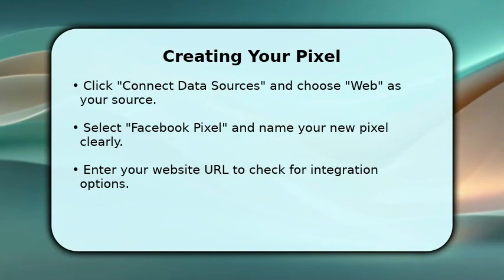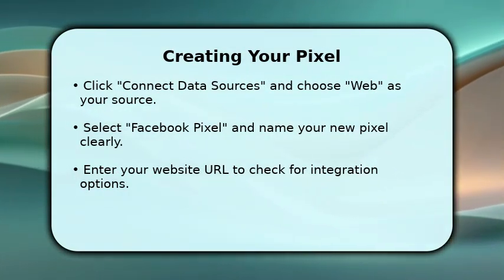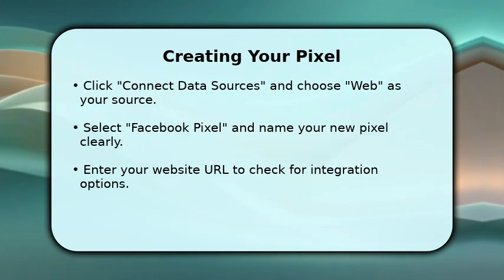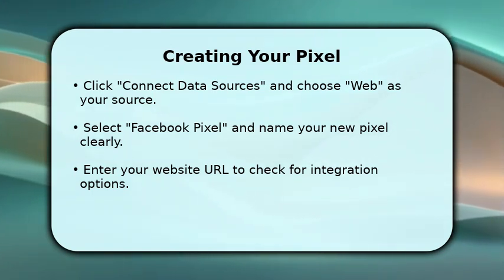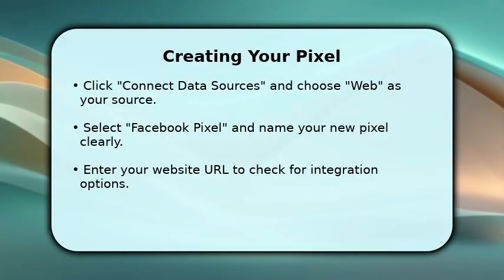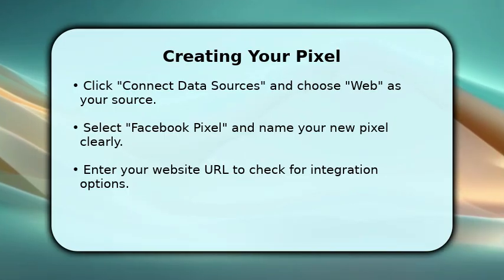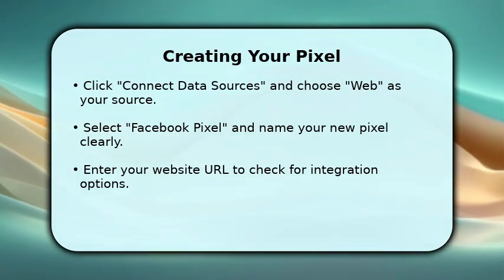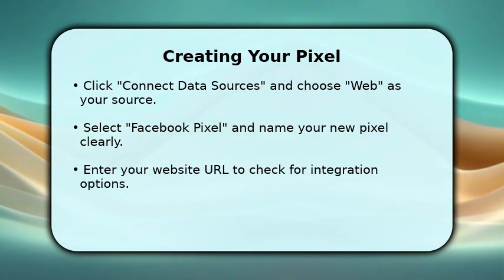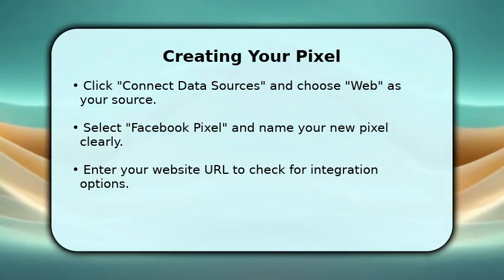Now, let's create your pixel. Click the Connect Data Sources button, then select Web. Choose Facebook Pixel and give your pixel a clear, descriptive name. After naming it, input your website's URL. This helps Facebook suggest the best integration method for your site, making the next steps much easier.